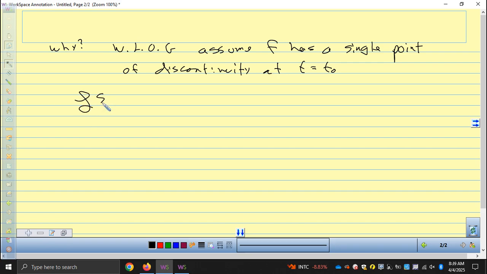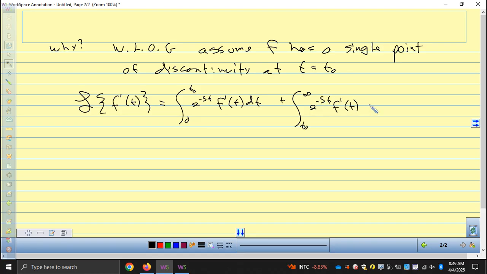So the Laplace transform of f prime of t, by the definition, is going to be the integral from 0 to t0 of e to the minus st f prime of t dt plus the integral from t0 to infinity of e to the minus st f prime of t dt. And we're going to integrate by parts. So I'm going to go over here and I'm going to say integration by parts. We're going to let u equal e to the minus st.